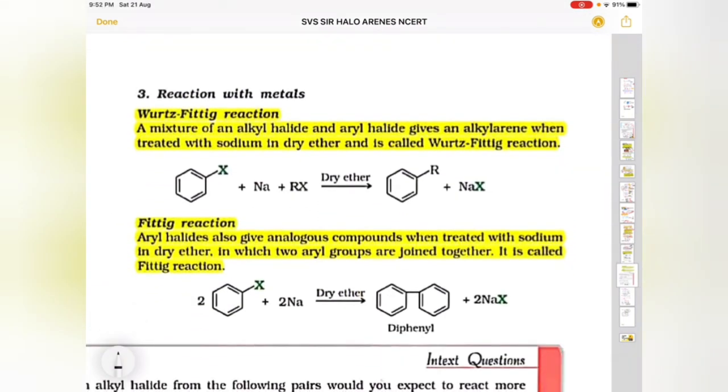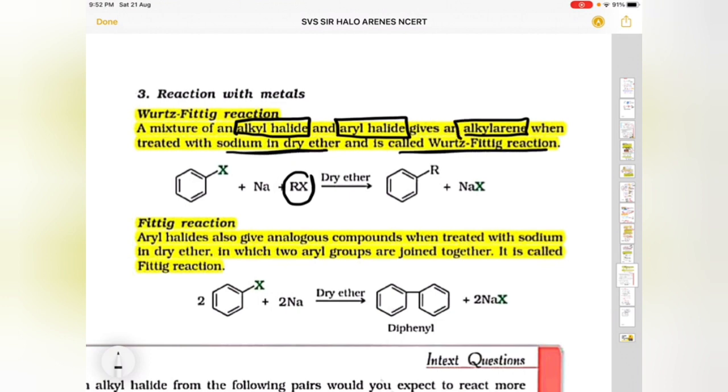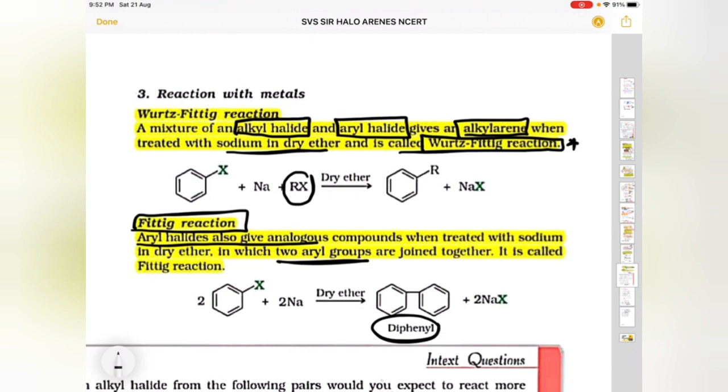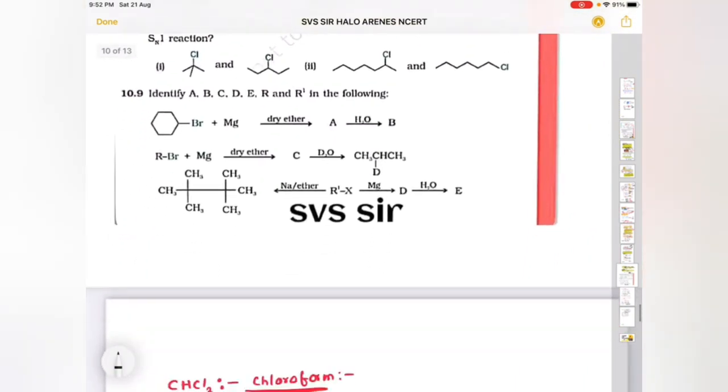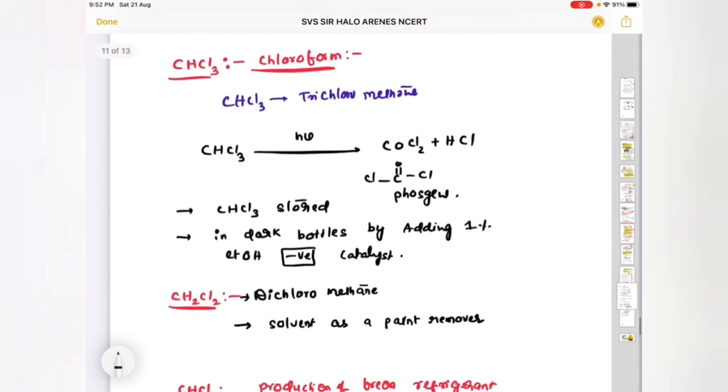And Wurtz-Fittig reaction. A mixture of alkyl halide and aryl halide will give alkylarene in presence of sodium metal and dry ether; this is called Wurtz-Fittig reaction. Very important, Fittig reaction: aryl halides give biphenyl. So 2 aryl groups are bonded to give biphenyl. This reaction we are calling Fittig reaction. Like this we are discussing preparation and properties of chlorobenzene.